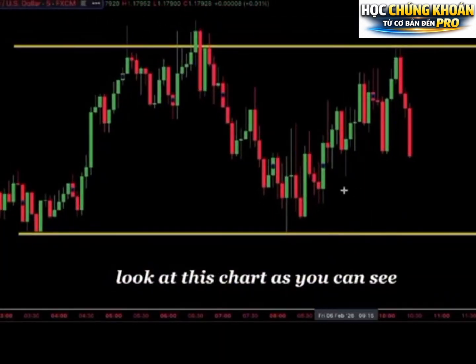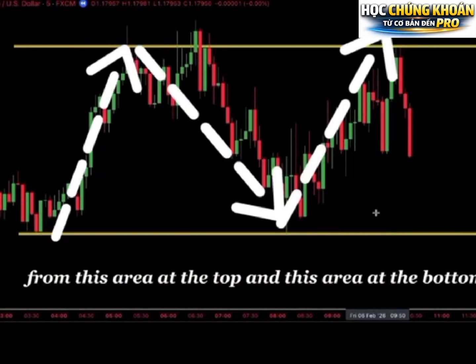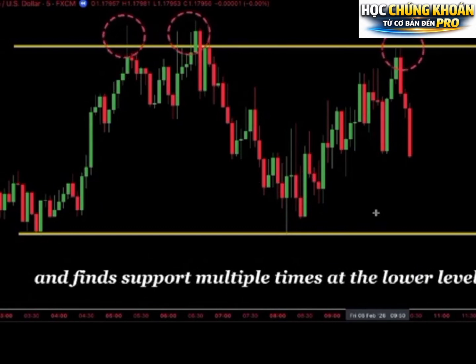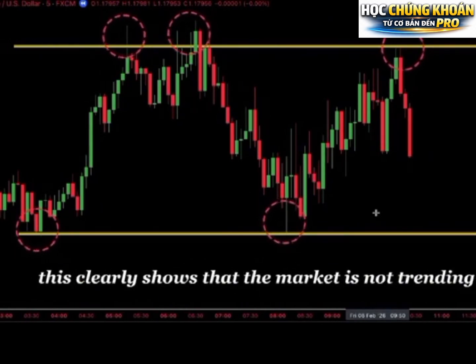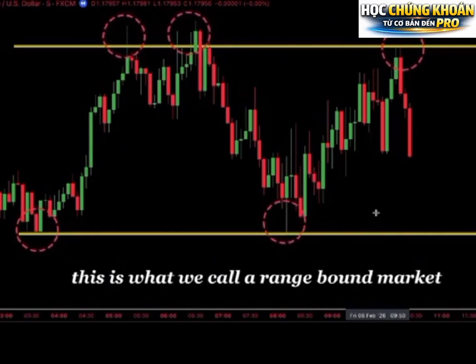Look at this chart. As you can see, the market keeps reacting from this area at the top and this area at the bottom. Price gets rejected multiple times from resistance and finds support multiple times at the lower level. This clearly shows that the market is not trending. Instead, it is moving sideways between these two zones. This is what we call a range-bound market.